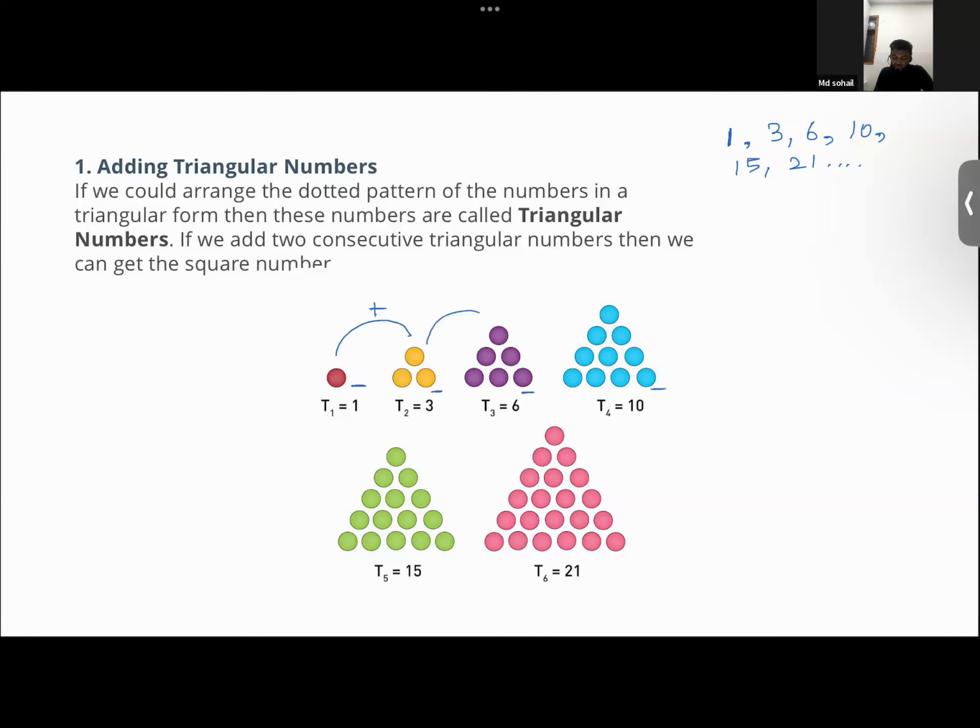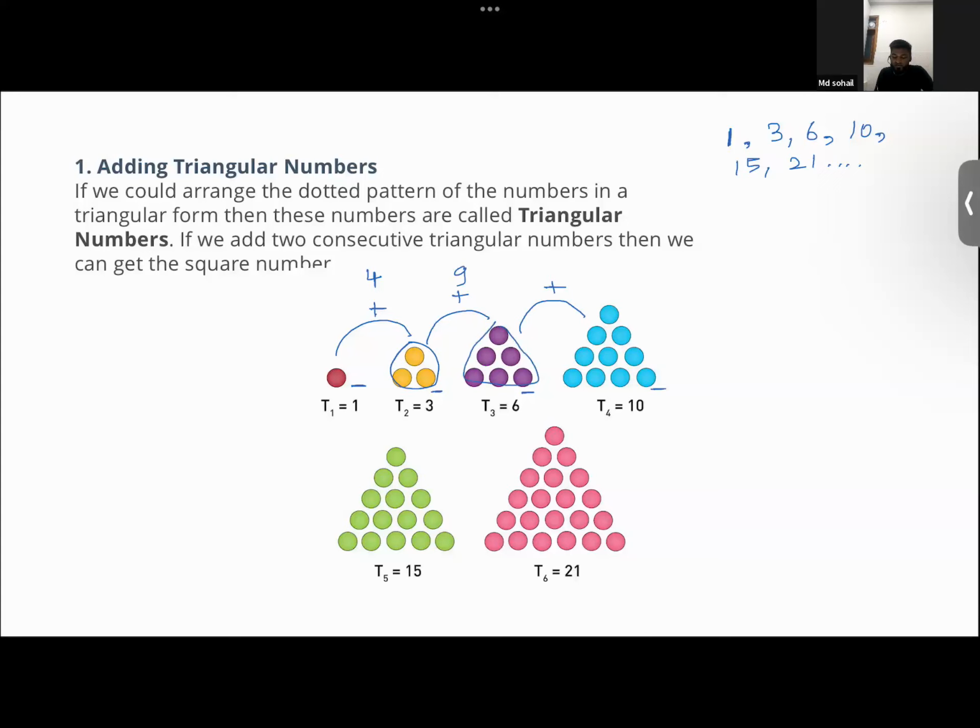Add these two, then these two, and then these two numbers. So what do you get from here? 1 plus 3 gives you 4, right, guys? 3 plus 6, 3 dots and 6 dots here. You add these two, you get 9.